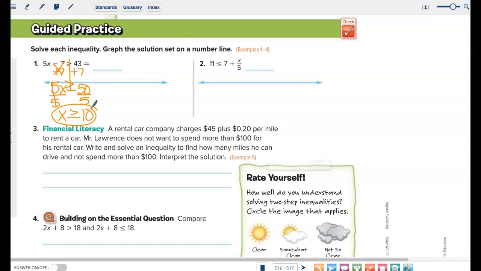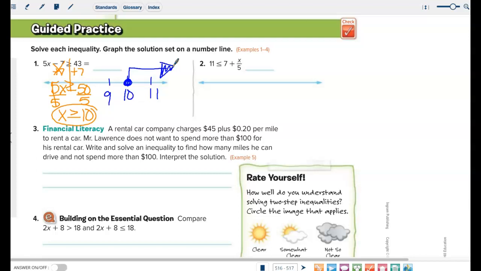Now when I'm graphing this on my line, I have to use 10, a number bigger, and a number smaller. Since x could equal 10, I have a closed circle. And then it's greater than that, so I point the arrow where the numbers are greater than 10. So that would be your answer.